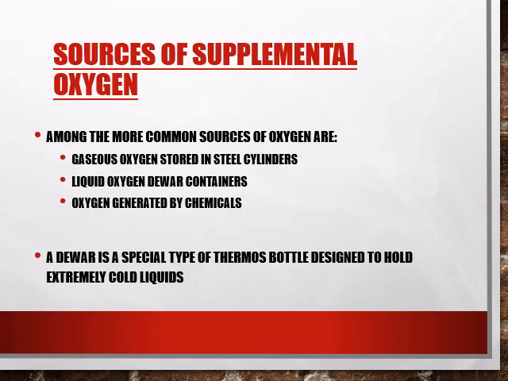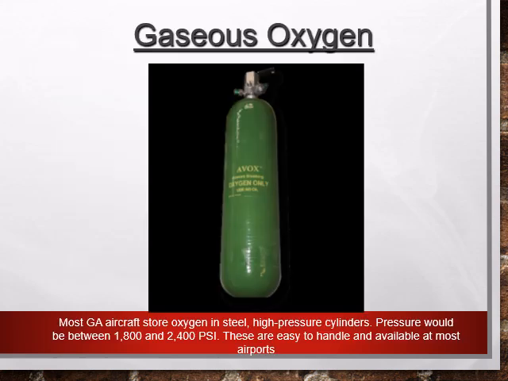Common sources of oxygen include gaseous oxygen stored in steel cylinders, liquid oxygen in Dewar containers, or chemically generated oxygen. A Dewar is a special type of thermos bottle used to hold extremely cold liquids. Most general aviation aircraft use steel cylinders holding gaseous oxygen at 1,800 to 2,400 psi.